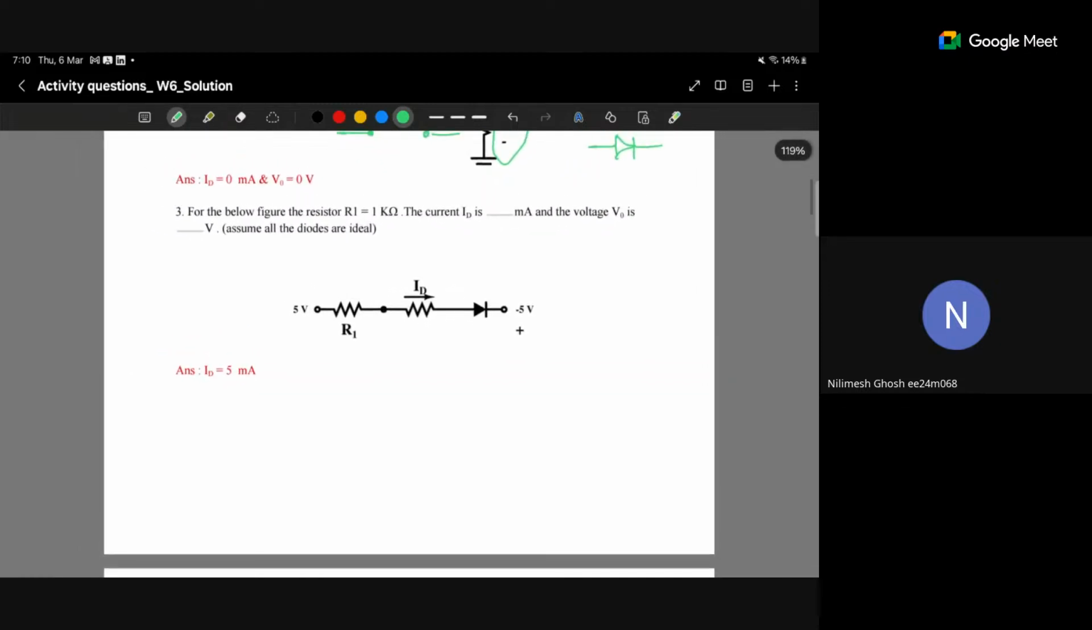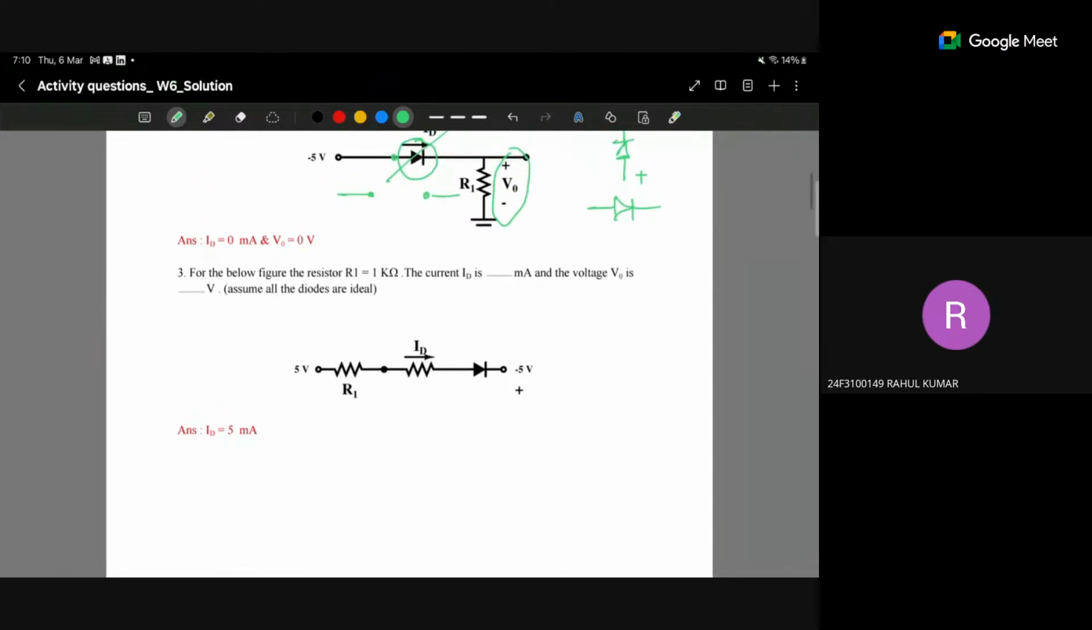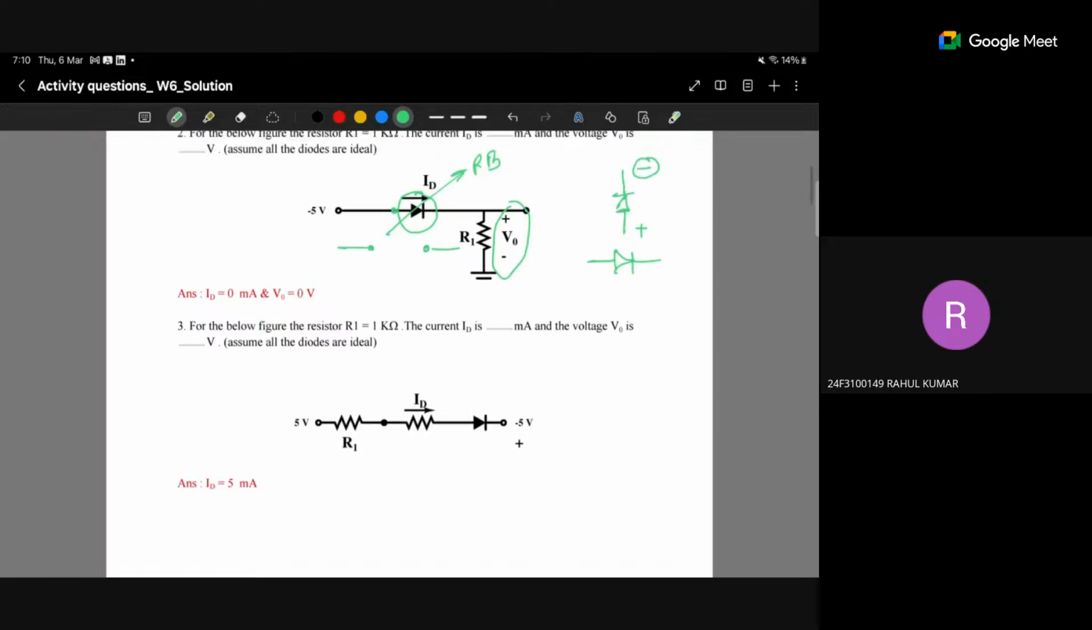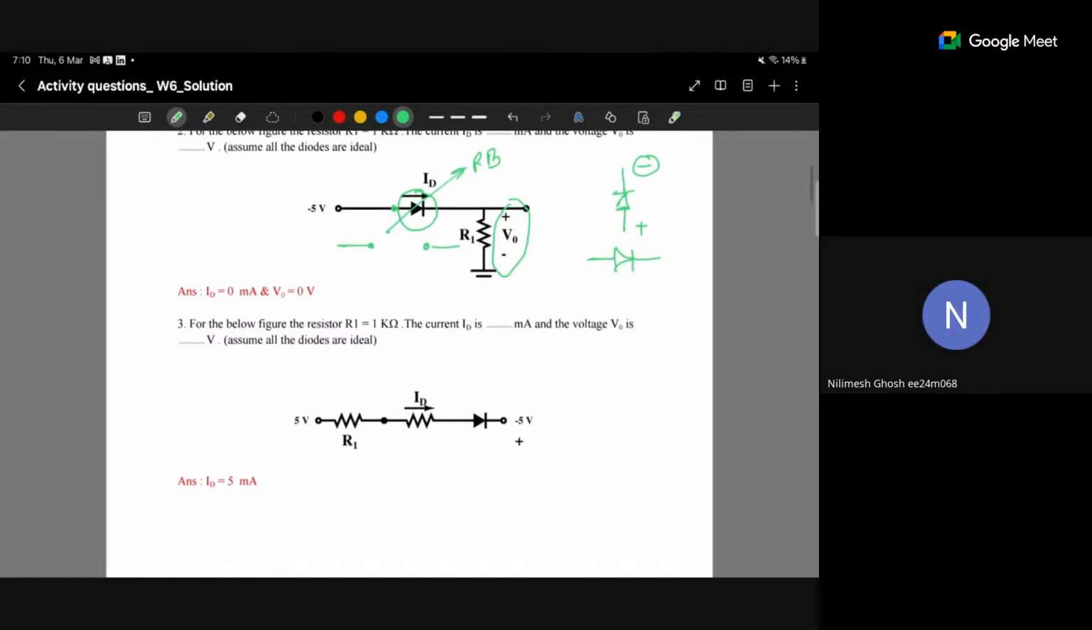Okay. So the third question, I don't think there is any doubt in the third question? First of all, how many guys have doubts in the first question? Yes, sir, I have. Okay, so what is the doubt? Sir, if the node voltage is less than -5 volt, then will it be forward bias or still remain a reverse bias? Okay. Now I will give you some example.